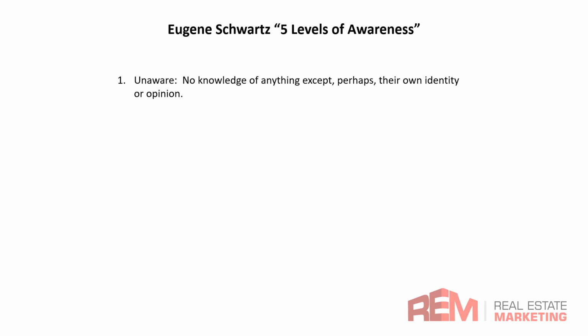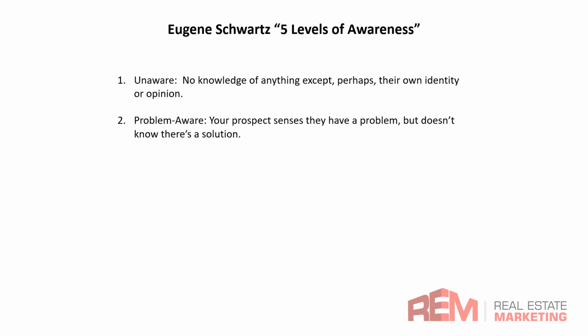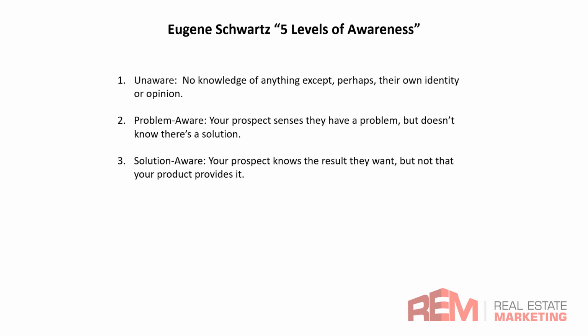So level 1 is what's termed unaware, and this is basically someone who has no knowledge of anything except perhaps their own identity or opinion. You're probably not going to run across this too often. It's not like nobody's aware of real estate, but it's more about the fact they might be not thinking about it. Then we go to level 2. This is problem aware. So your prospect now senses that they've got a problem, but they don't know that there's a solution. We'll talk about this all in a real example in a minute.